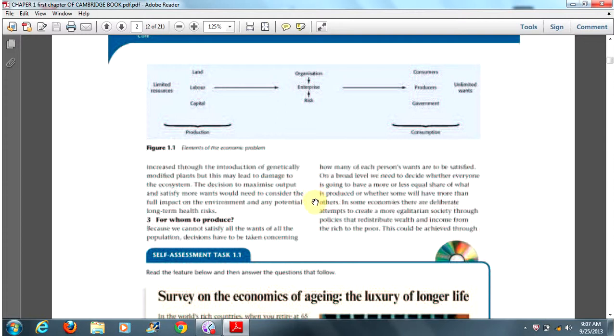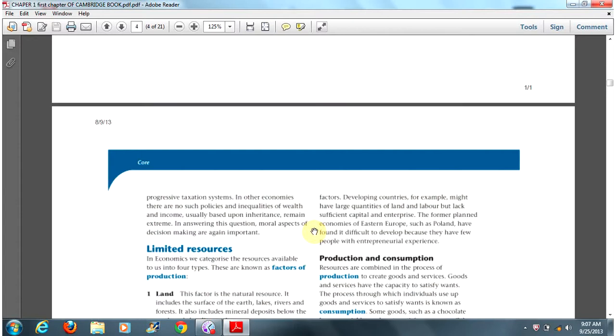In some economies, there are deliberate attempts to create a more egalitarian society through policies that redistribute wealth and income from the rich to the poor. This could be achieved through progressive taxation systems. In other economies, there are no such policies, and inequalities of wealth and income, usually based upon inheritance, remain extreme. In answering these questions, moral aspects of decision-making are again important.